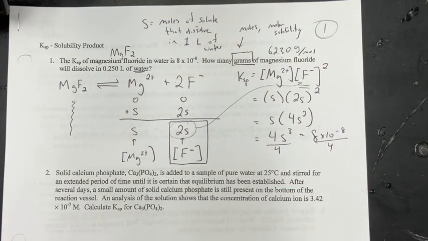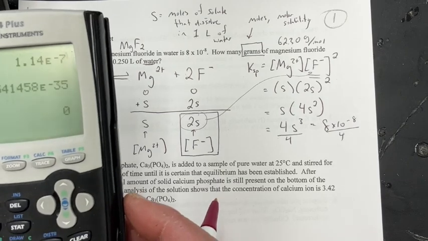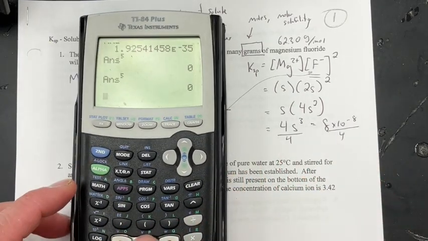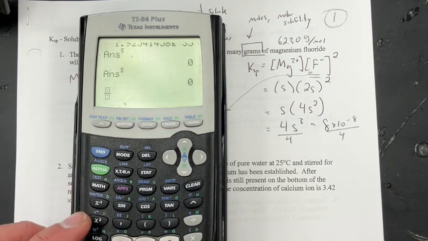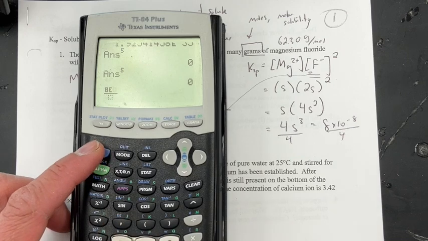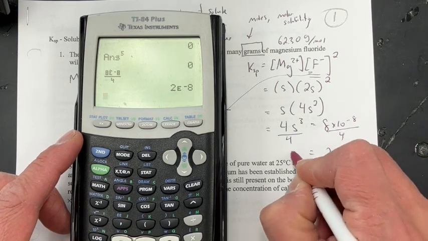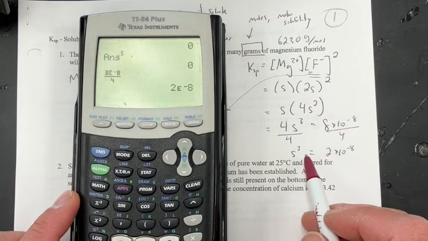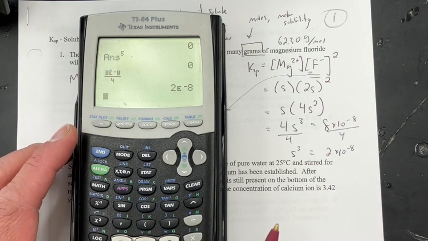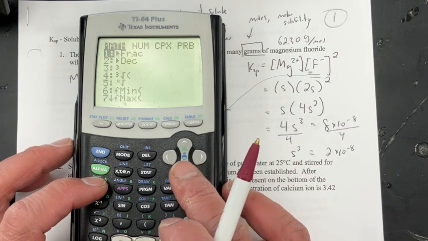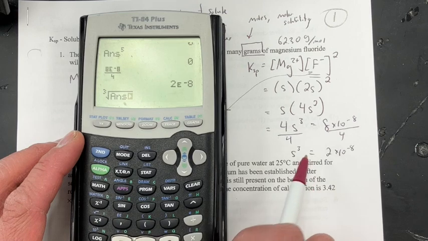Okay. So in my calculator, I'm going to take 8, e minus 8, divided by 4. Okay, so that's 2 times 10 to the minus 8 equals S cubed. And if I want to get the cube root, there are a couple ways of doing cube root. You can use the math button, and there's a cube root function there. So you click math, click that, and hit answer. That'll give you that answer there.